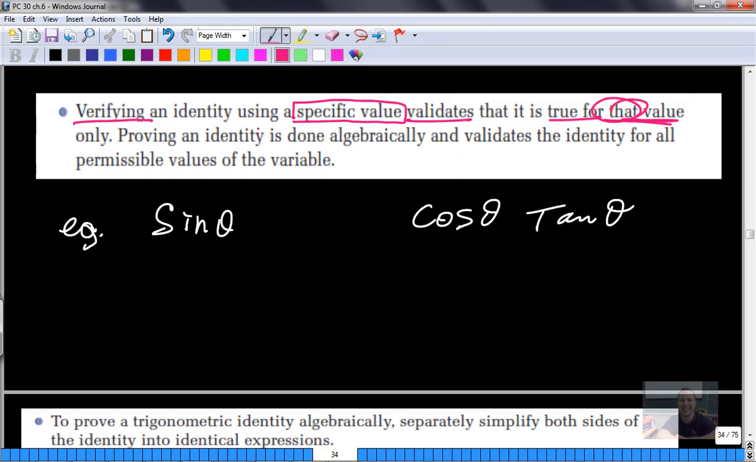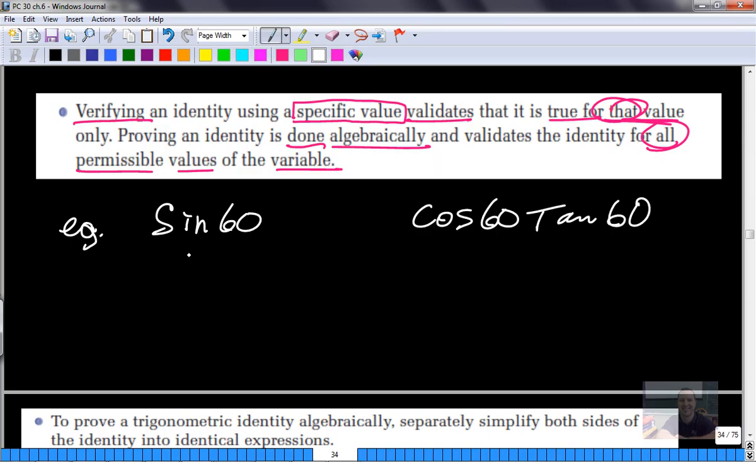Proving an identity has to go further than that. As I mentioned, it's done algebraically and validates the identity for all permissible values of the variable. So for example, if we pumped in here 60, and again, you don't have to write this down, I'm just showing you. If I put 60 in here, what is the sine of 60, everyone?